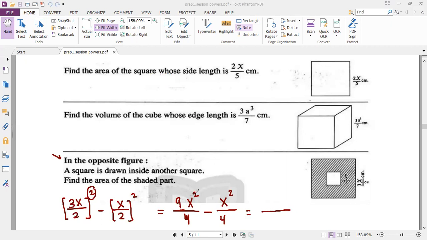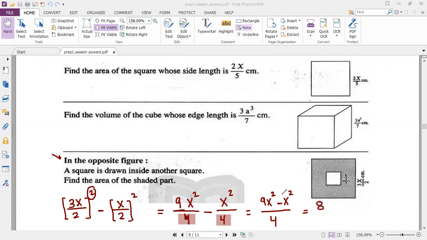So I want to subtract these two fractions. Look at the denominator here. We have 4 down here and 4 down here, so write this 4. And then subtract numerators: 9x to the power of 2 minus x to the power of 2. They are like terms, so 9 minus 1 equals 8.